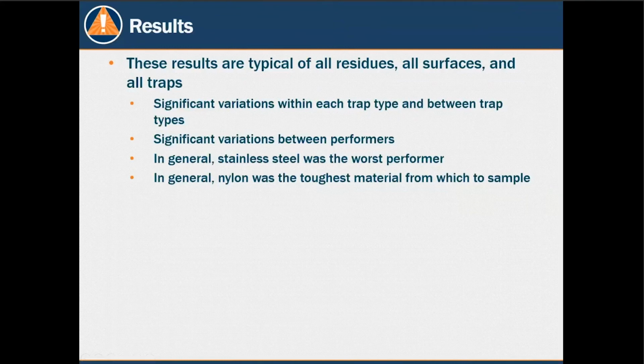Stainless steel did not have surface topography that was capable of interrogating variations on the substrate. And so that didn't perform particularly well compared to any of the traps overall. Nylon in general was the toughest material from which to recover residue. This is because the nylon had the most open topography, and there were the most locations on the surface where the residue could effectively hide from the trap that came across the surface. So in general, nylon was always the toughest material from which to sample.